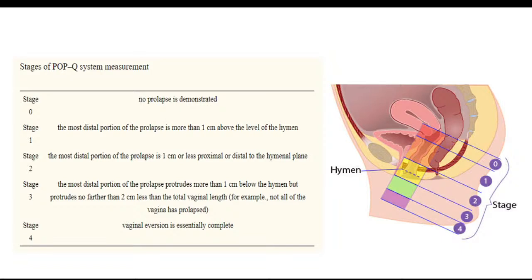Stage 2, the most distal portion of the prolapse is 1 centimeter or less proximal or distal to the hymenal plane. So this is stage 2.